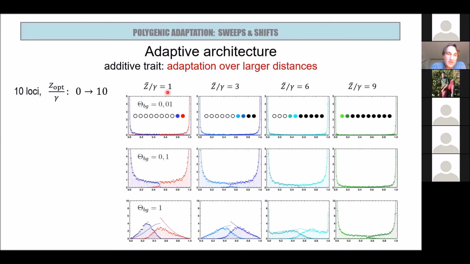Here we need 1, and 1 does the job. Here we need 3, and 3 do the job. Here we need 6, and 6 do the job. And here we need 9, and it's 9 who do the job. So one after the other just contribute to this adaptive change. And all this is for theta background 0.01. Now for theta background 0.1 and for 1, we see that of course we get more of these allele frequencies in the middle, and therefore we have different adaptive architectures.